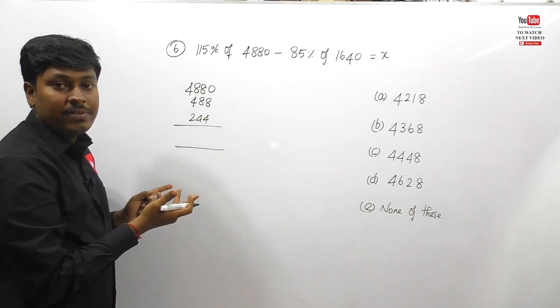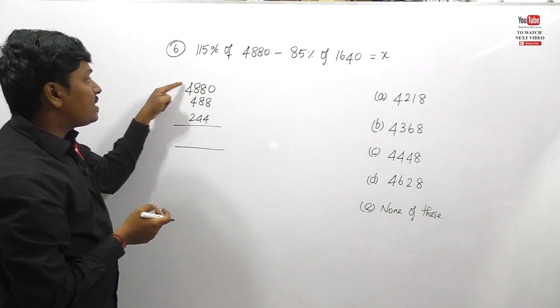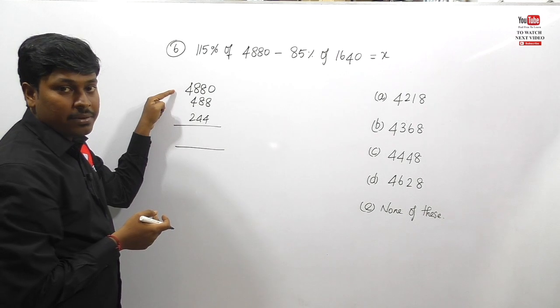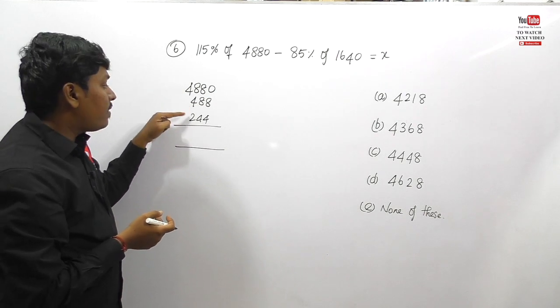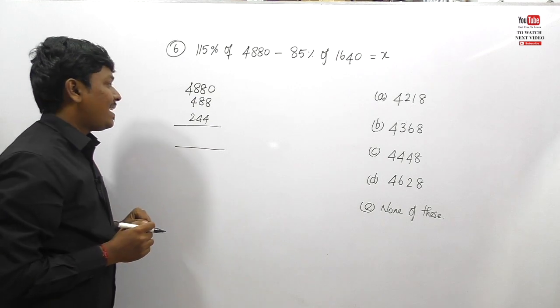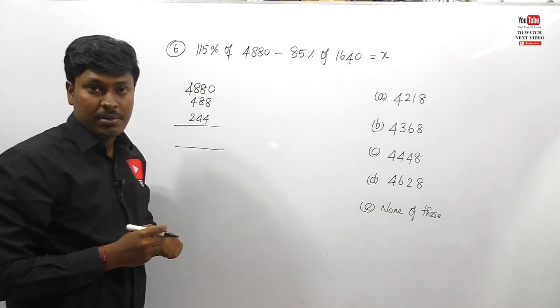We have found what is 115%. 100% plus 10% plus 5%. 100% will be the given number, that is 4880. Then 10% will be 488, right? And 5% will be half the number, which is 244, right? Next step. Friends, listen carefully. We need to find what is 85% of 1640, right?